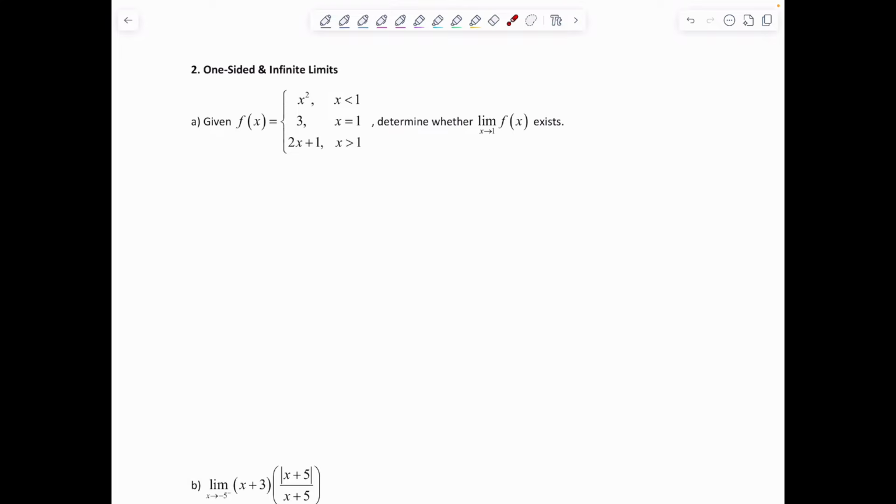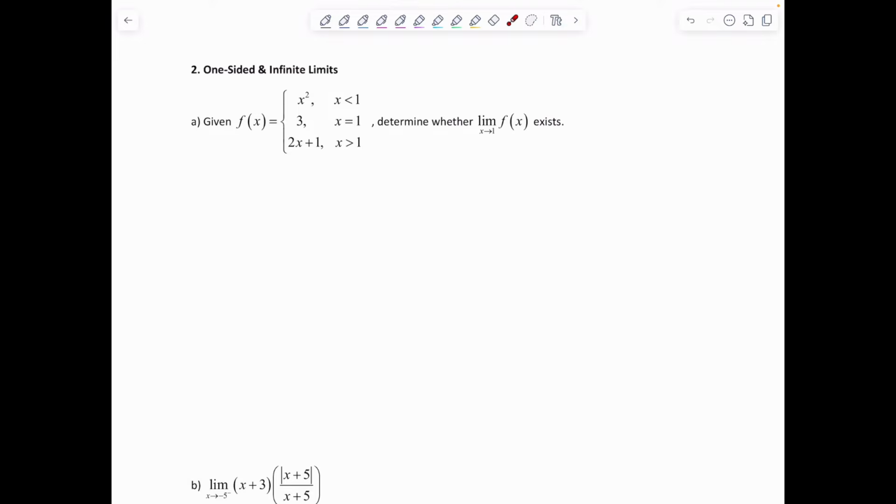Okay, next topic that's important for your AP test are one-sided and infinite limits. So one-sided limits can arise when we look at piecewise functions. Given the following piecewise function f of x, determine whether the limit as x approaches 1 of f of x exists. Now this is the two-sided limit because they didn't say from which side we're approaching 1. So it's on us to investigate the limit from the left and from the right of 1.